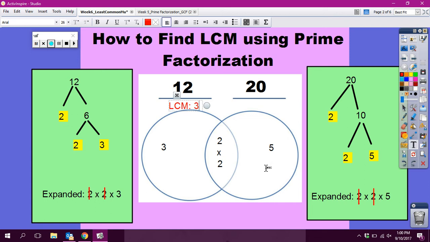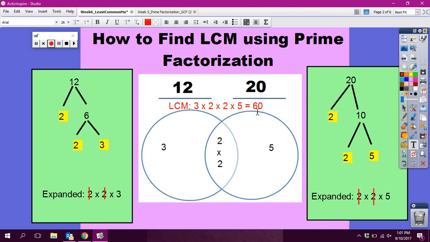So I'm going to look here and I'm going to say, okay, well, I've got a 3 times a 2 times another 2 times this 5 that's still over here. So we're using every number in the Venn diagram. So to solve this, I need to do 3 times 2, which is 6, 6 times 2, which is 12, and then 12 times 5, which is going to give me my least common multiple of 60.